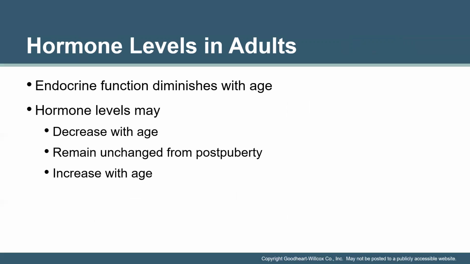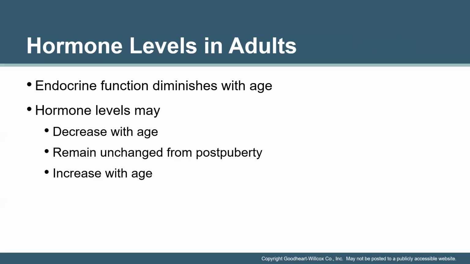The levels of most hormones, as with everything, will decrease as we age. Some hormones will remain at levels found in young adults post-puberty, and some actually increase. Regardless of whether hormones rise or fall or remain the same, it generally is agreed that endocrine function will diminish with age. This is largely due to diminished hormone receptors on target tissues, making target tissues less sensitive to the circulating hormones.